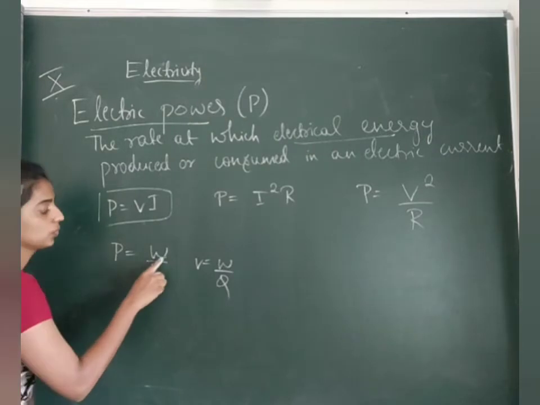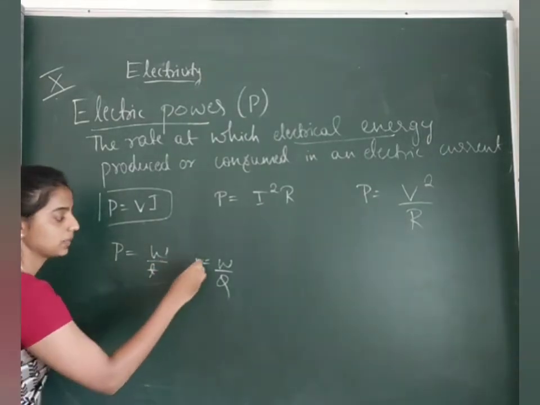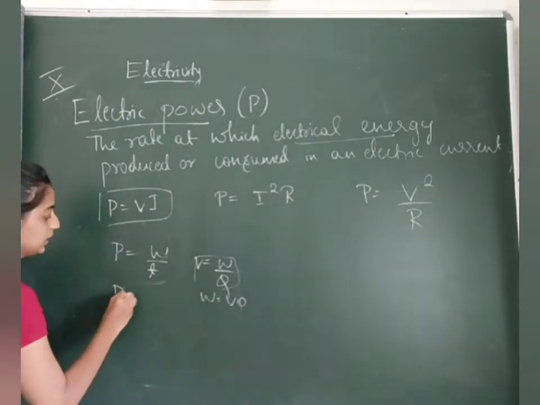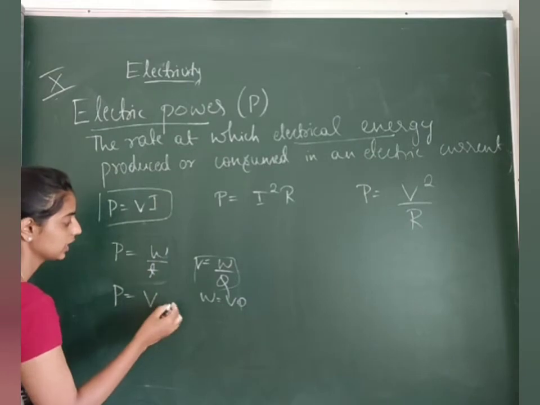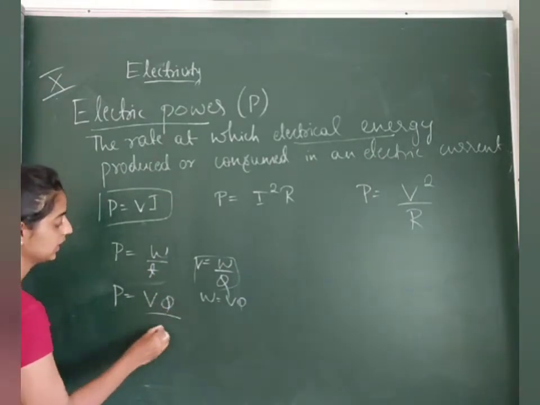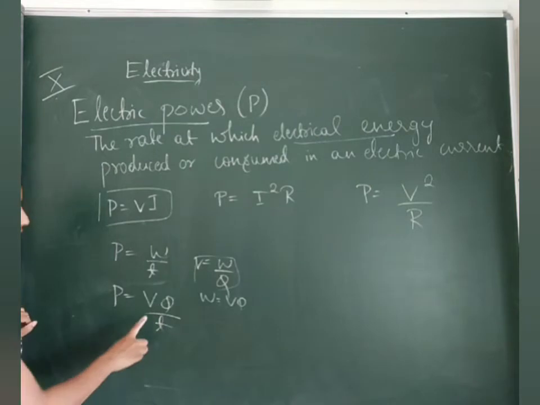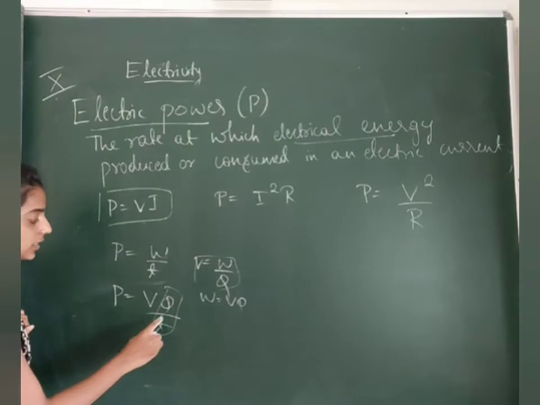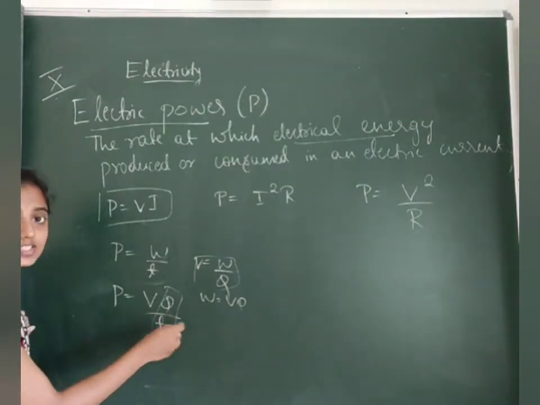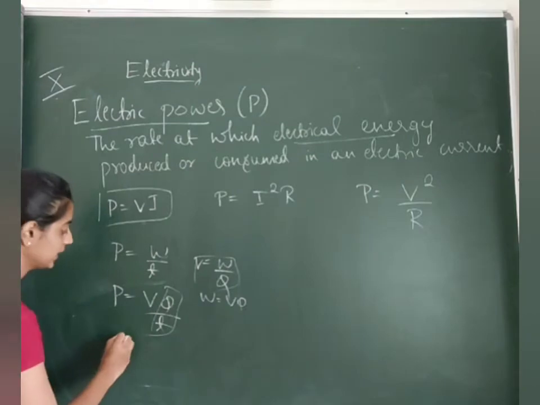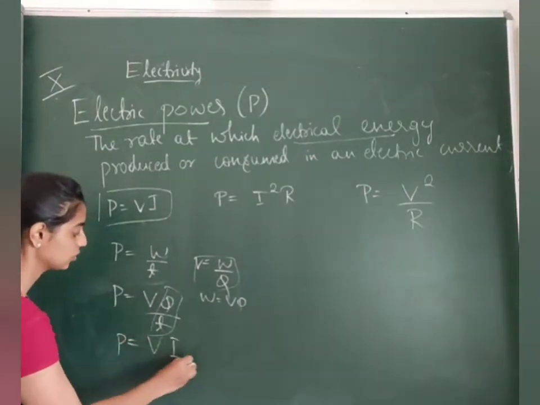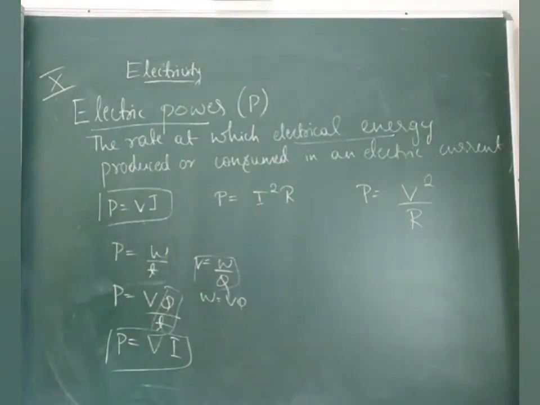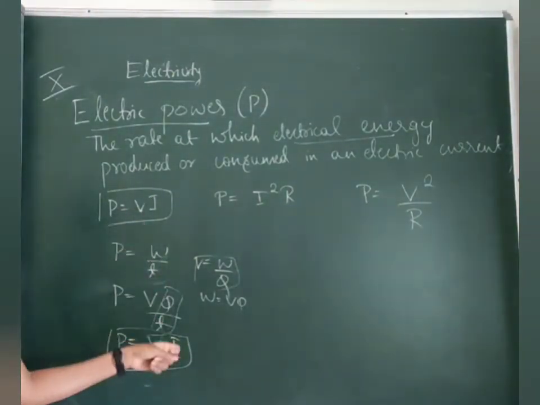Take W outside, that means modify the equation: W will become V into Q. So I write P is equal to VQ by T. Now Q by T, we know, indicates the current, I is equal to Q by T. So let me write it as V into I. Just normal substitution in the power equation. So here we got P is equal to VI.